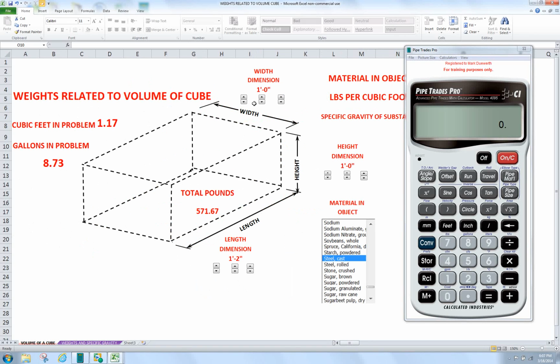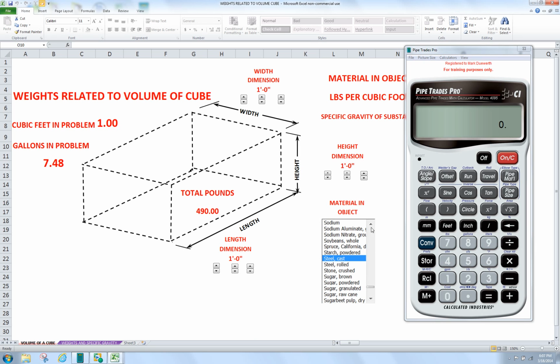We're going to make this cube 1 foot by 1 foot by 1 foot. The middle buttons control inches. The middle one is up an inch or minus an inch. The one to the left is up a foot or down a foot. And then the one to the right is 1/16. So this cube is 1 foot by 1 foot.